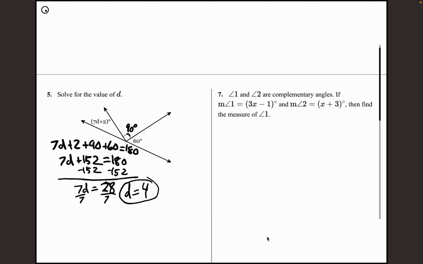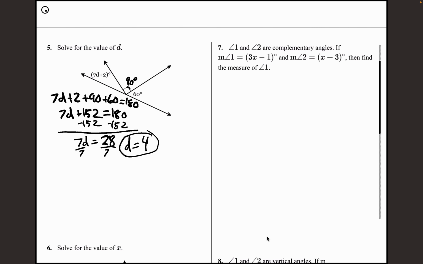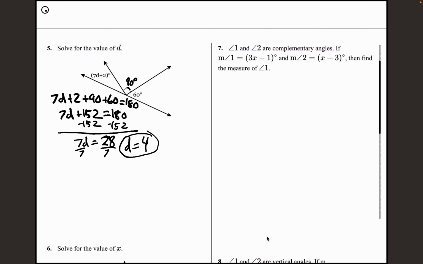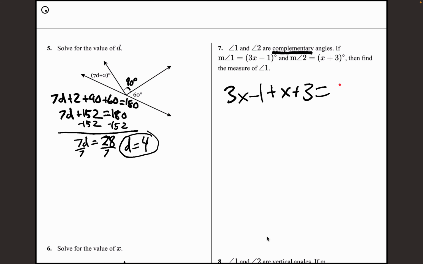Let's look at 7. It says angles 1 and angle 2 are complementary. If angle 1 equals 3x minus 1 and angle 2 equals x plus 3, we need to find the measure of angle 1. First thing that we need to identify, it says complementary. So what does that mean the two angles are going to add up to equal? 90 degrees. So if those two angles add up to equal 90, we're just going to do 3x minus 1 plus x plus 3 equals what? 90. Add our x's together. Negative 1 plus 3 is going to be 2 equals 90.